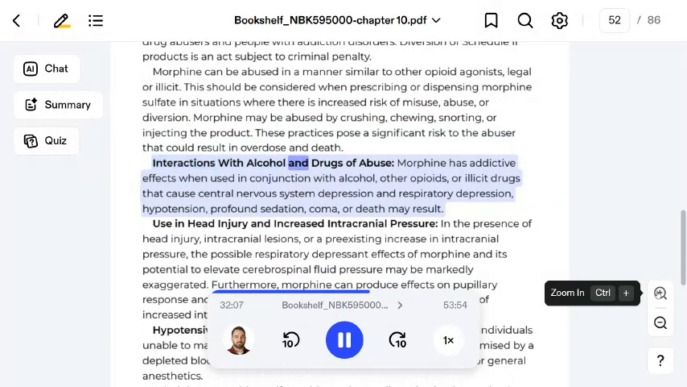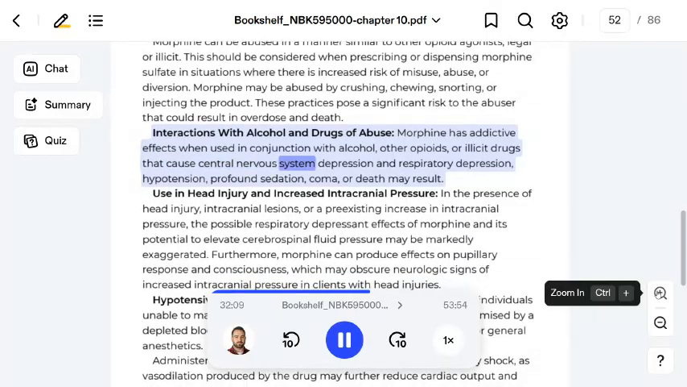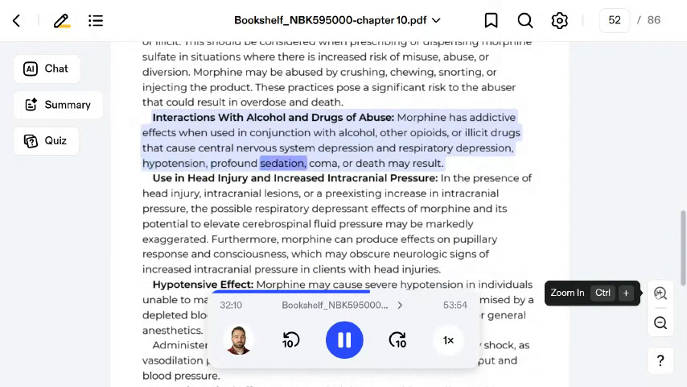Interactions with alcohol and drugs of abuse. Morphine has additive effects when used in conjunction with alcohol, other opioids, or illicit drugs that cause central nervous system depression. Respiratory depression, hypotension, profound sedation, coma, or death may result.